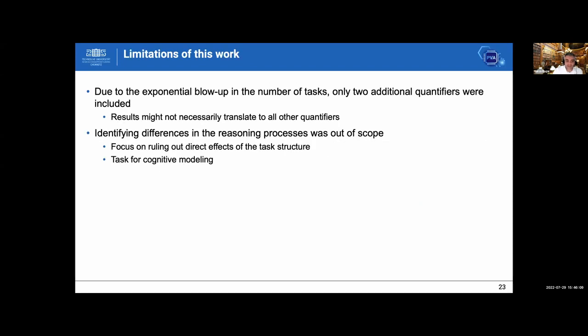There are two limitations. First of all, due to the exponential blow up in the number of tasks, only two additional quantifiers were included. We would have loved to investigate more of these. But the good thing is that we at least see that there's kind of an independence, so we can deal with that in future research. Identifying differences in the reasoning process was out of scope, so we focused on ruling out direct effects of the task structure. It still leaves a task for cognitive modeling.